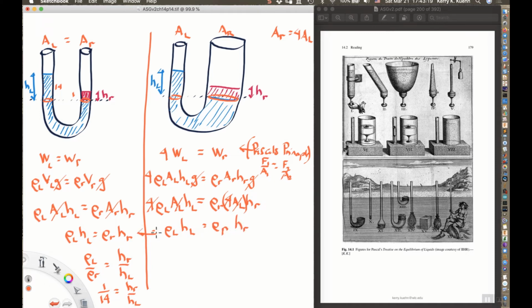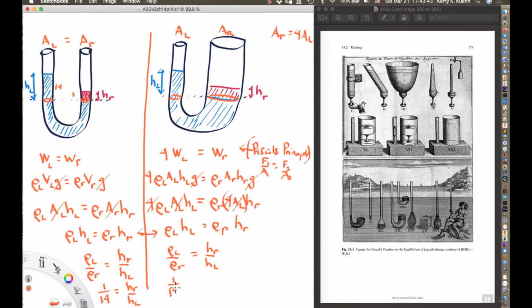Notice that this is the exact same formula. In other words, density left over density right equals height right over height left. These are the same formulas. In other words, the ratio of the heights, it doesn't matter whether this is a tube of a constant diameter or a tube of an unconstant diameter. You're going to have the same ratio of the fluids on the right and on the left. And again, this follows from Pascal's principle.